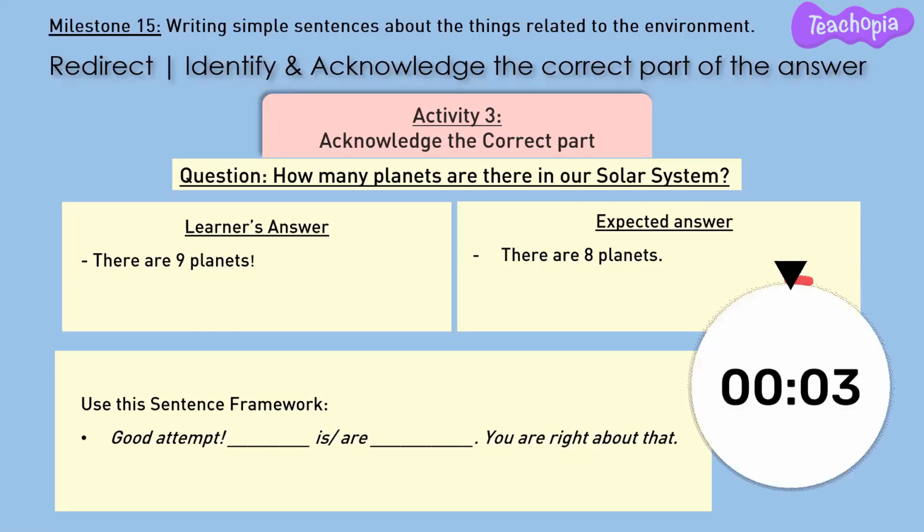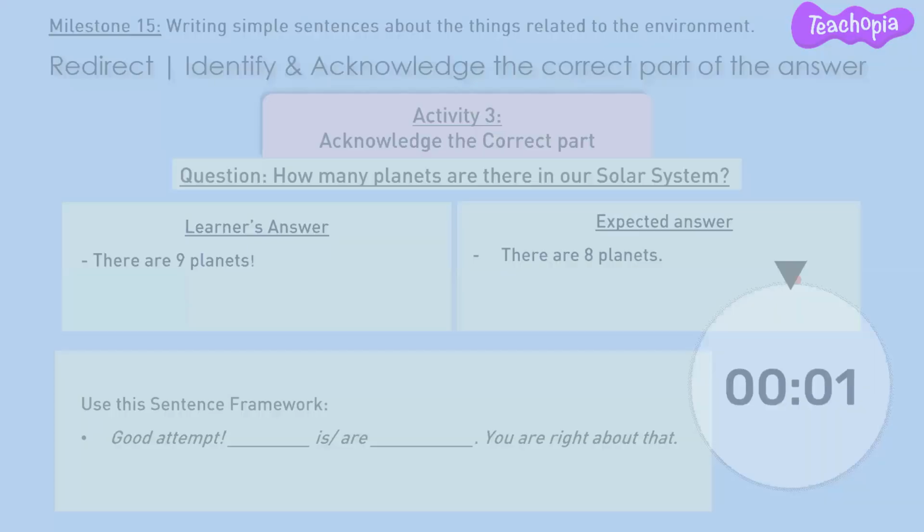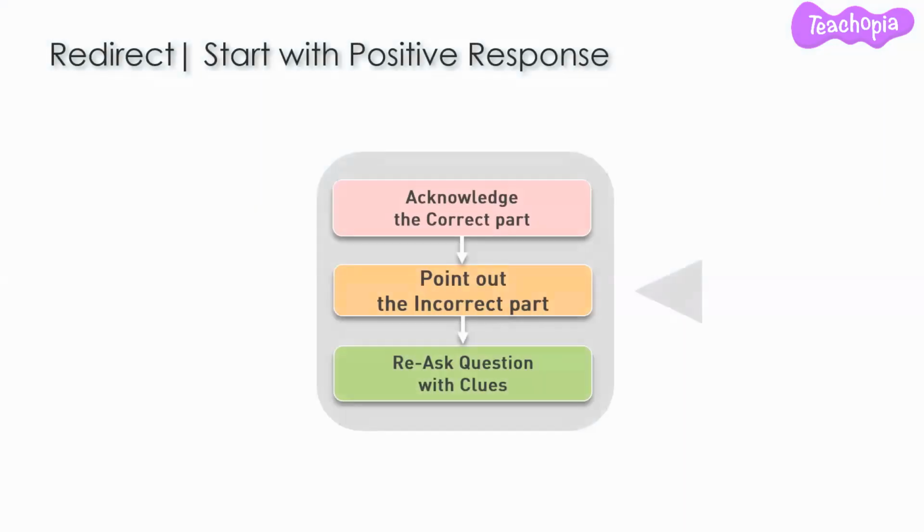So now let's move on to the next step of dealing with incorrect answers, which is to point out the incorrect part. Notice how this step is secondary to the first step. We are not immediately telling the students, no, you're wrong. What you're saying is absolutely wrong, and this is what is wrong. No, we're trying to keep that as a secondary step and not keep that as the first step of response.